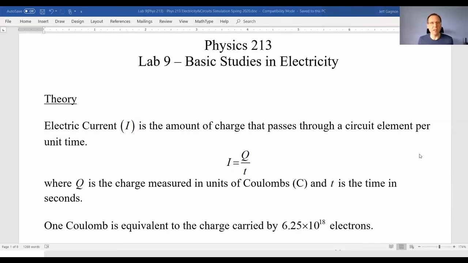Okay, so let's start with a couple of definitions. So first of all, you can think of electric current as being the amount of charge that passes through a circuit element per time. So charge, which we usually denote by Q, is measured in coulombs, and t, time, obviously is going to be in seconds. So it's coulombs per second is the current. And a coulomb actually is a huge amount of charge. It's like the charge carried by around 6 times 10 to the 18th electrons. So that's 6 with 18 zeros after it. So that's quite a large charge.